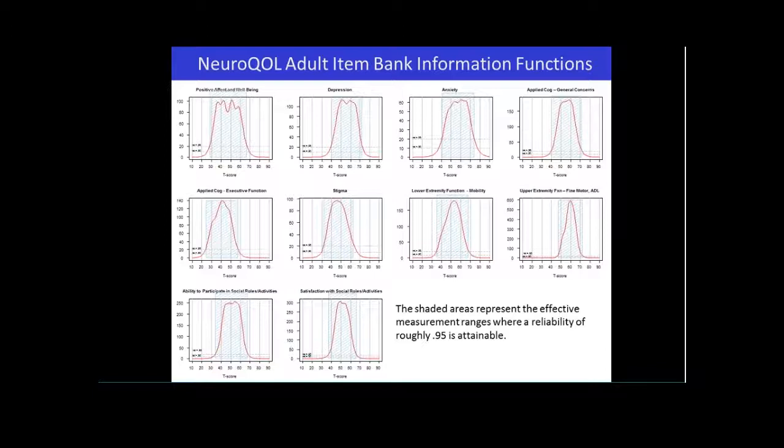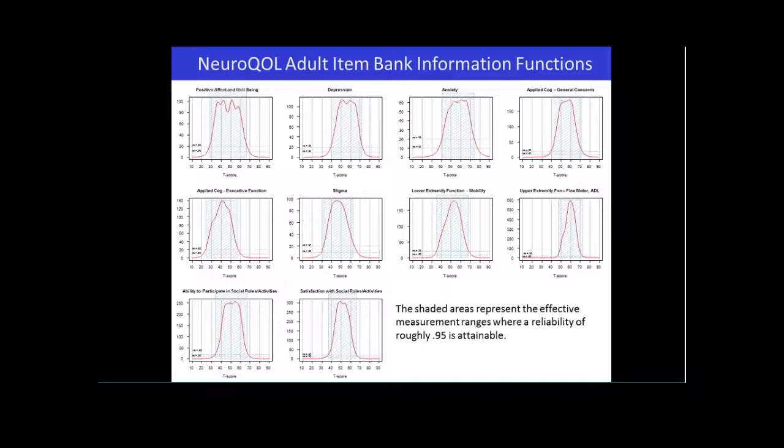Here's a similar set of graphics from Neuro-QoL. This is showing various Neuro-QoL domains and their item bank information functions. So where on the trait are they measuring well? So what we see in red is a line indicating at what range of the T-score this bank assesses. And the blue box is kind of an indication, using those cutoff points, about where we have good, reliable measurement.